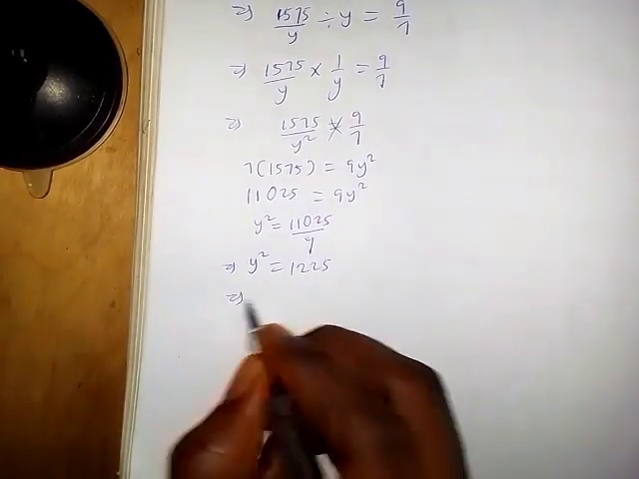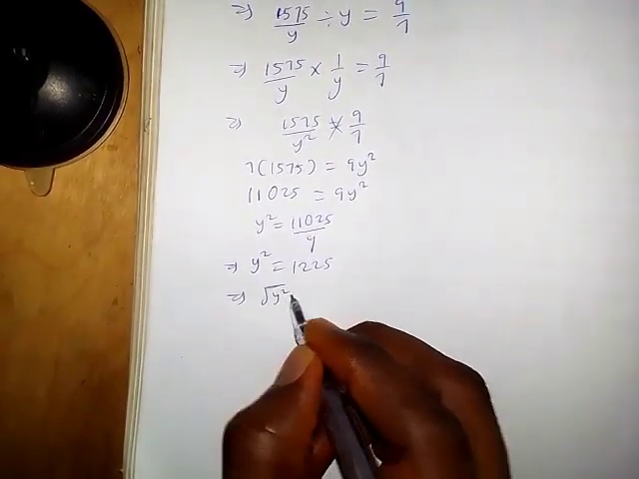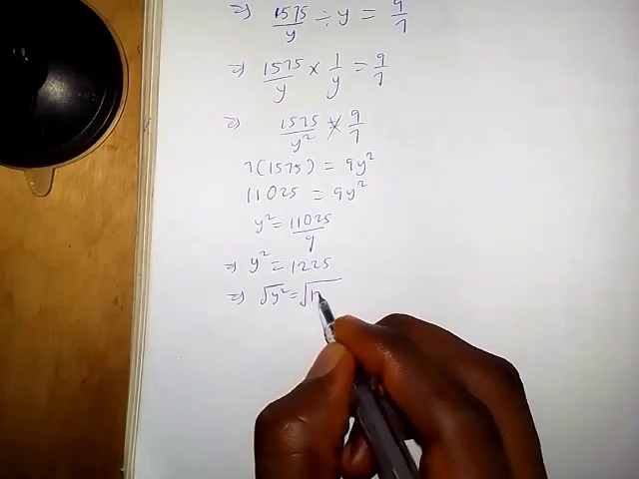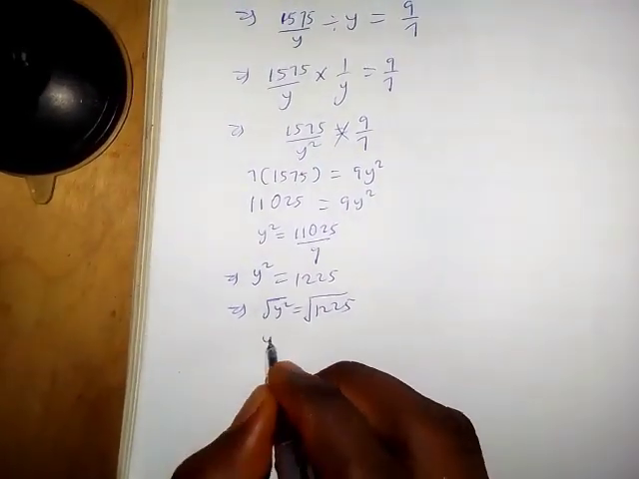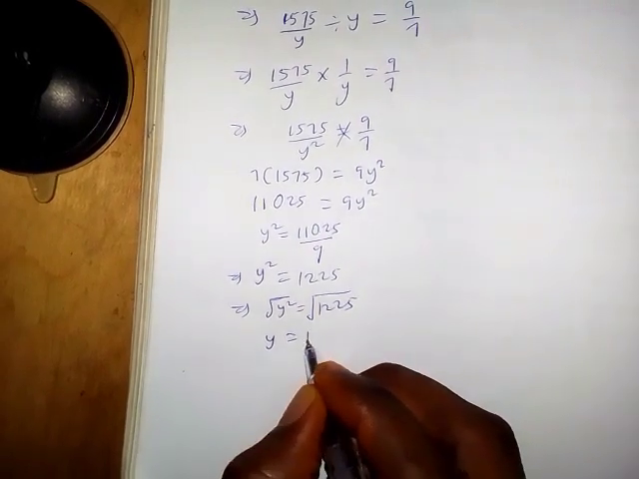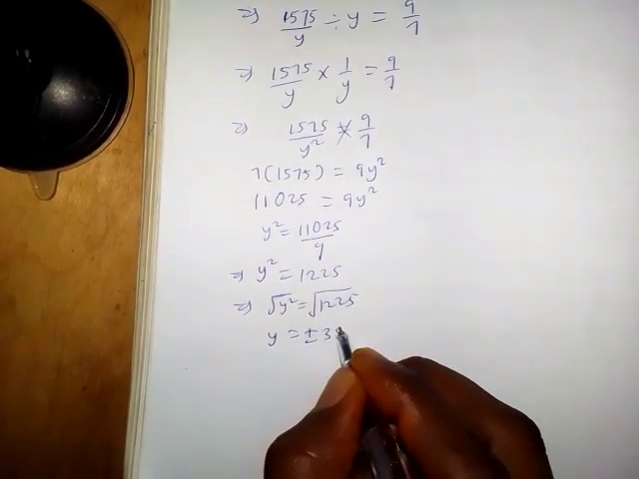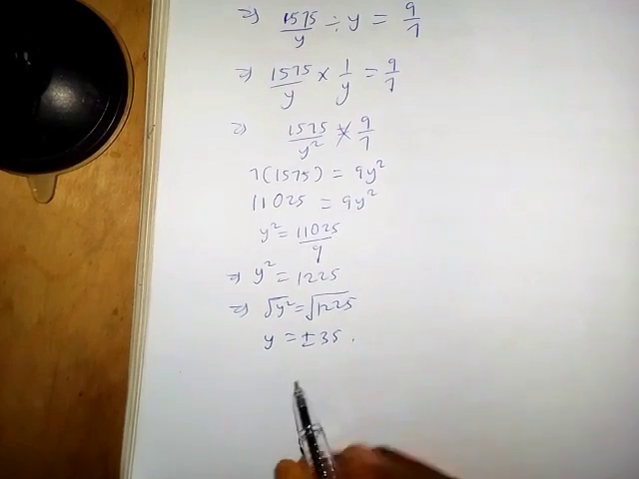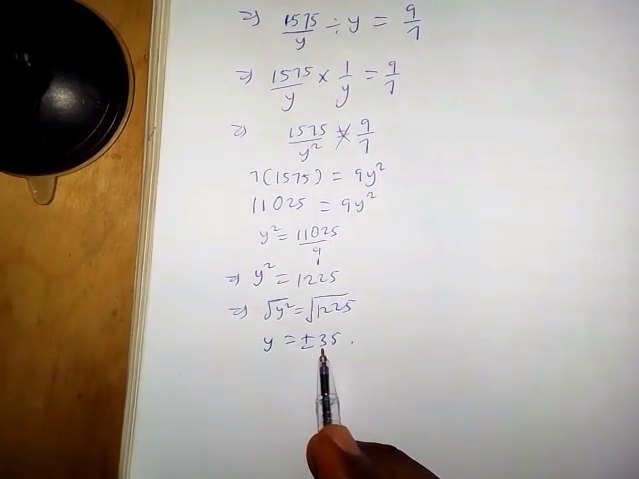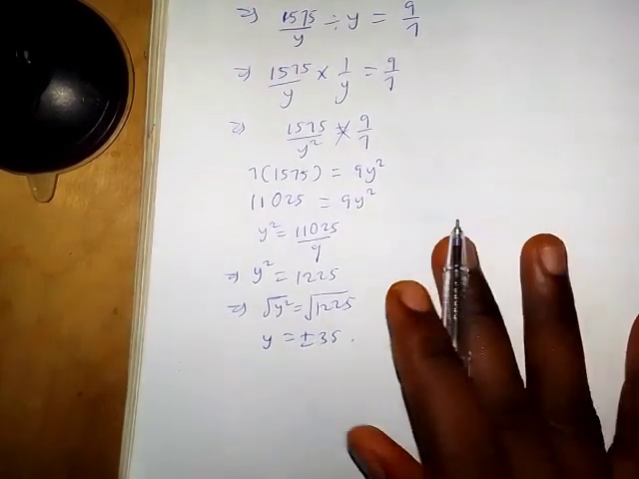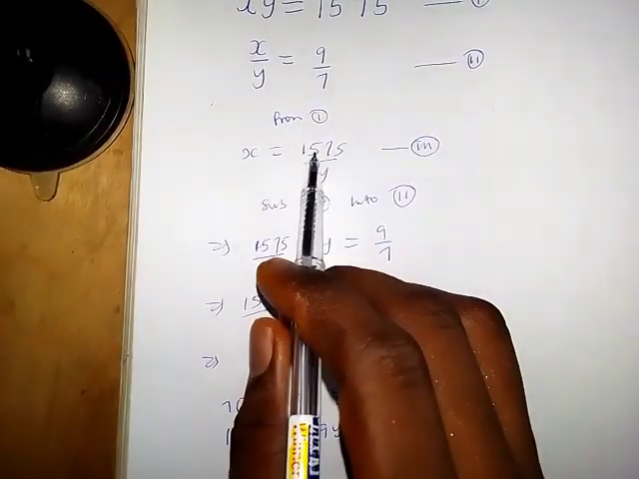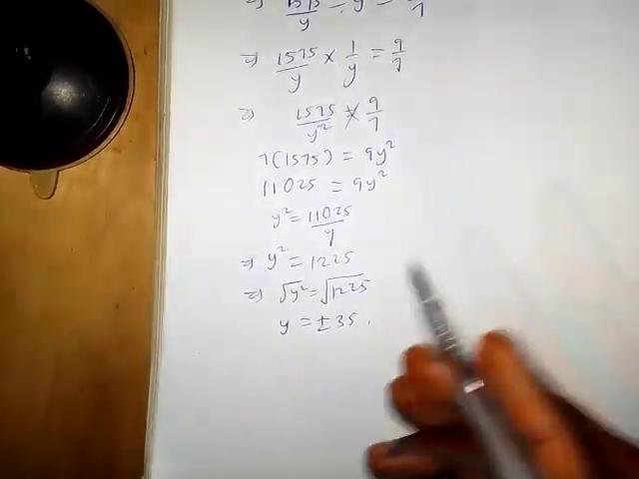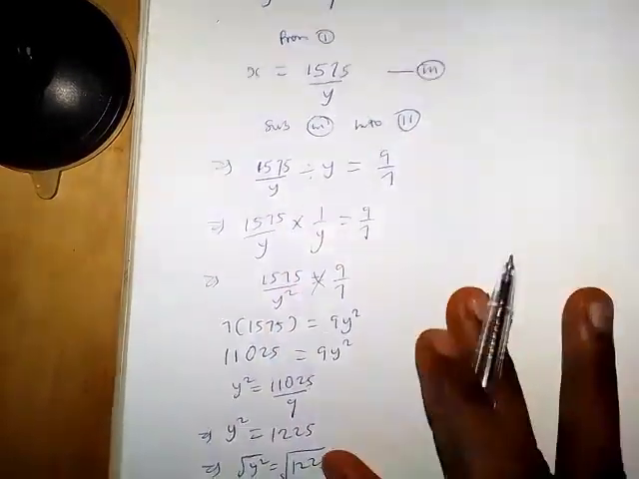Now square root of both sides, we have square root of y squared equals square root of 1225, which implies y equals plus or minus 35. So our value for y is simply plus or minus 35. So when we want x, we just plug this value into equation 3. So we have x equals, what is equation 3? We have 1575 over y.